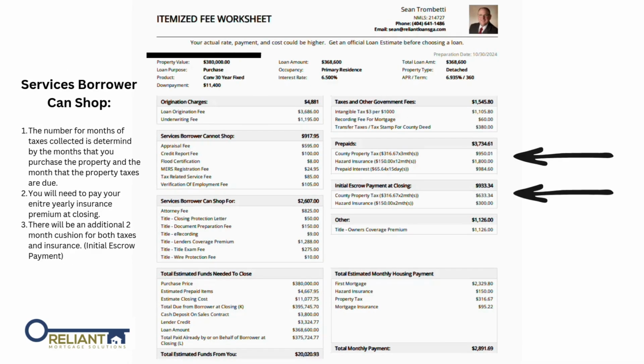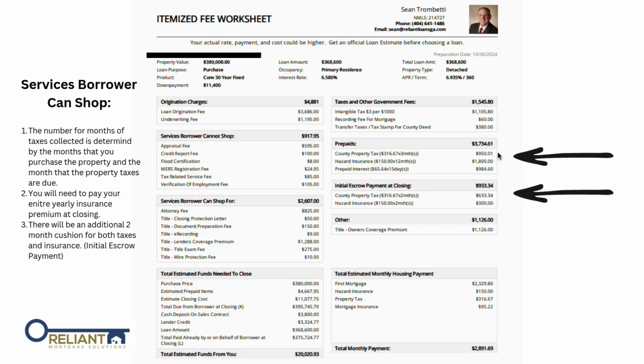Next, we'll be going over the following two sections simultaneously. That's both prepaids and initial escrow payment at closing. They do kind of work in tandem, so it's easiest to explain the two simultaneously versus going one by one. That being said, I'm going to go through each of the line items so you can understand how they work together. The first is this county property taxes.